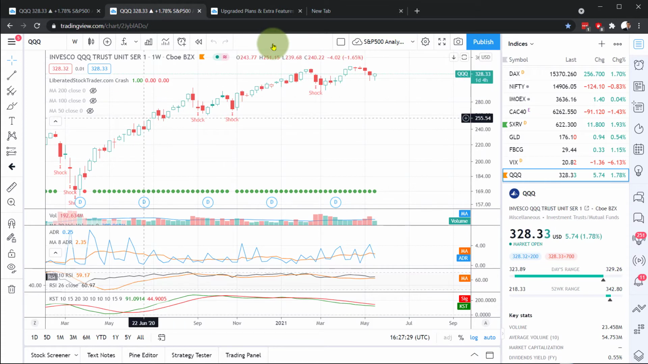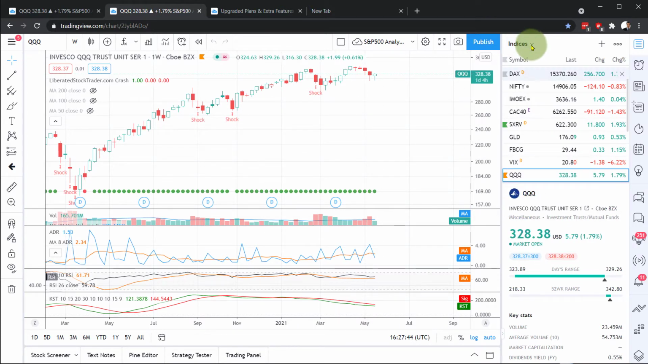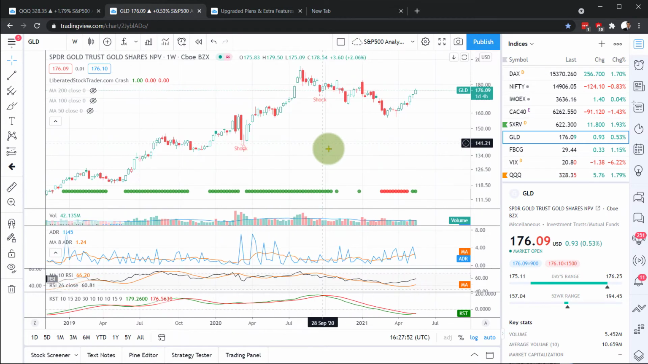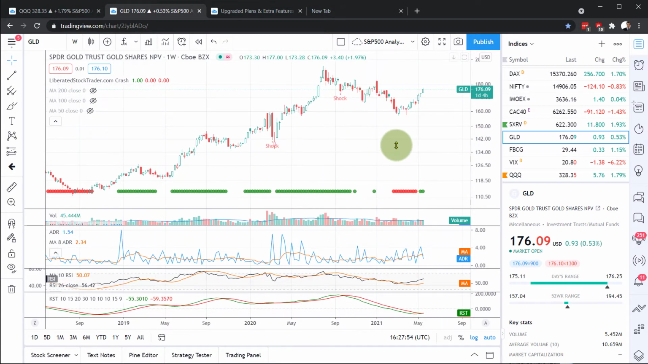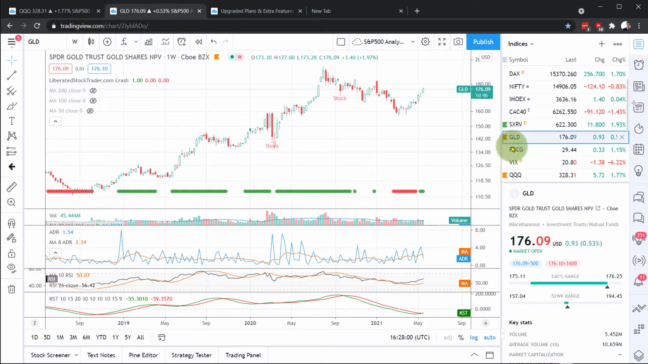So here I am looking at my watch list, and I have indices, current stocks I own, and different watch lists, some AAA opportunities that I found there. And you can obviously flag up different elements in your watch list with different colors. So for example, I want to take a look at the price of gold. I can scroll in and scroll out using the mouse wheel, and I can flag this as I want gold index to be flashed here in this gold color. And then I can use that for sorting different stocks in the future.